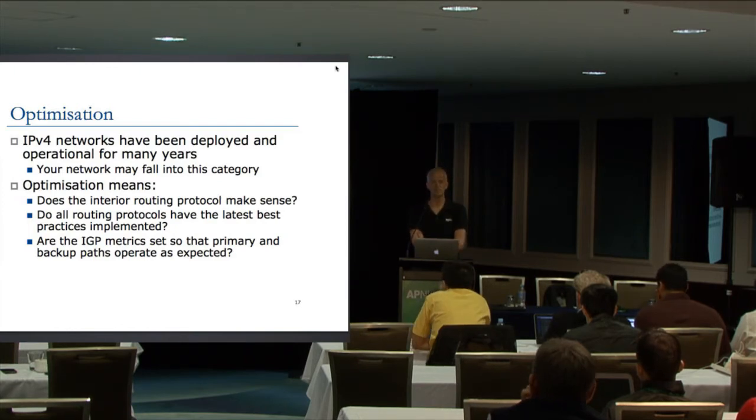So optimization means, is the routing protocol the right one to use? If you're still using RIP, maybe you need to start modernizing. Do all routing protocols have the latest best practices implemented? Are your best practices what came out of the vendor manual, how to first configure? Or have you looked at some of the public presentations and so on about what a network operator's best practice configuration is for your infrastructure kit? What about the interior routing protocol? Do the metrics make sense? Do primary and backup paths work? So just take the chance to tidy up how the network is operating.